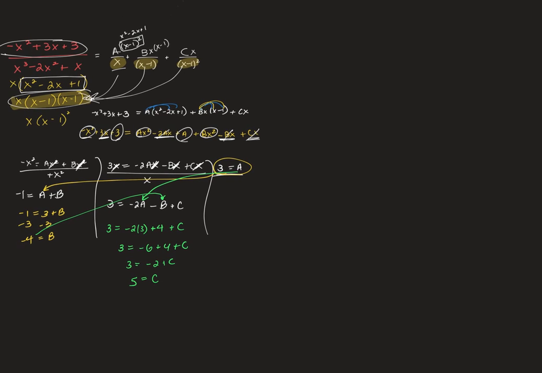And then I plug them all back in. So a goes over the x. B is negative 4, so the minus goes in between, goes over the x minus 1. And c is the 5, and it goes over the x minus 1 squared.